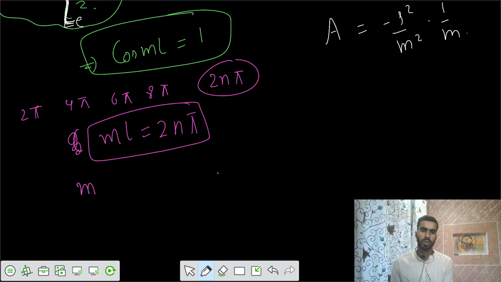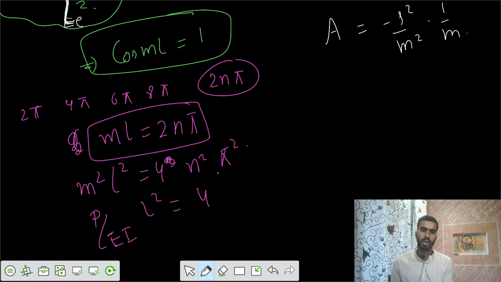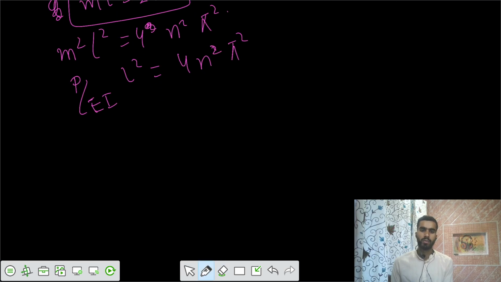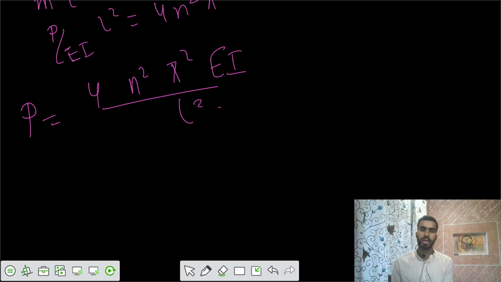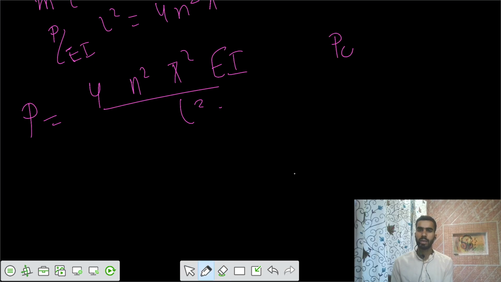So m square l square equals 4 n square pi square. So I can write p by EI times l square equals 4 times n square pi square. And what is the value of p now? I would get p equals n square times 4 times pi square EI by l square. If I want to keep it in terms of Euler's critical load, that is PCR equals pi square EI by L effective square.